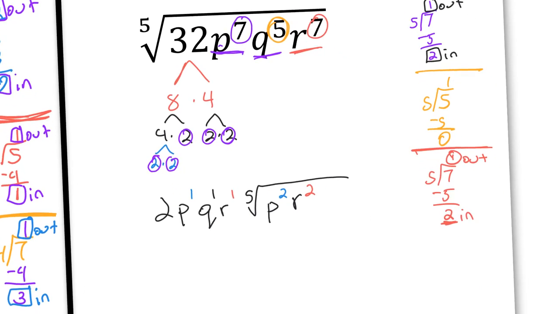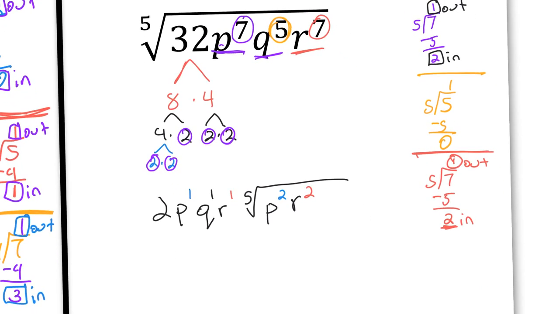All right, so you don't need those exponent ones. So I'm going to have 2pqr times the fifth root of p squared r squared.